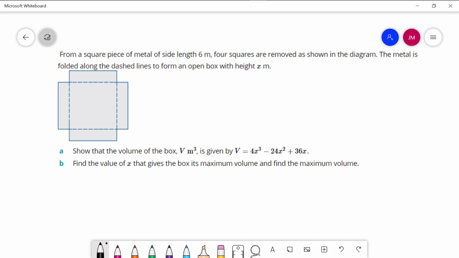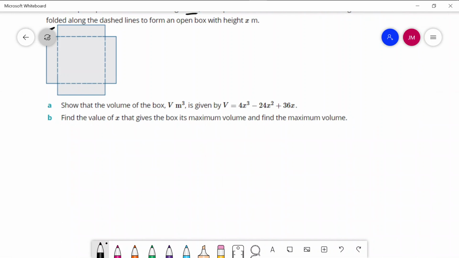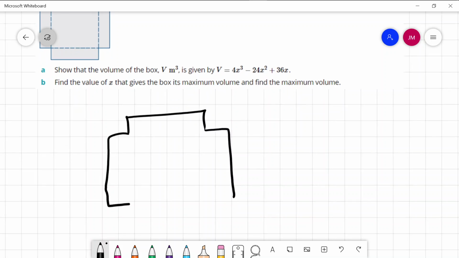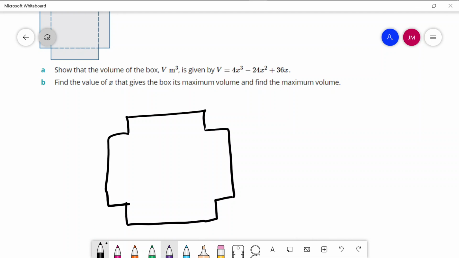So here's a sheet of metal, and you see they've cut out the corners so they can fold it up and make a box out of it. The square piece that we started with had a length of 6, and then 4 squares are removed from the diagram. The metal is folded along the dashed lines to form an open box with a height of x. So I'm just going to draw that a little bit bigger. There's our shape, and originally it was 6. So 6 goes all the way across there, and it was a square, so that's 6 as well.